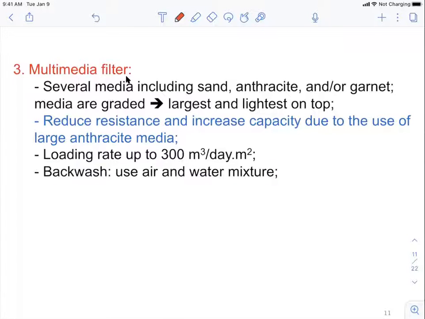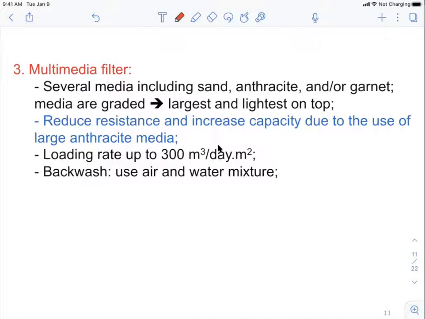The multimedia filter means that we're going to use several media, including the sand, anthracite. Anthracite you can regard as basically larger grains of sand, but it's also lighter compared to sand. Okay, so you can include garnet or some other media. What we are going to do is place the largest and lightest on the top, so we can remove the larger particles more efficiently from the top, right? So that it doesn't weigh heavier compared to the lower layer. So it's also going to be more stable in terms of the filter media structure here, right?